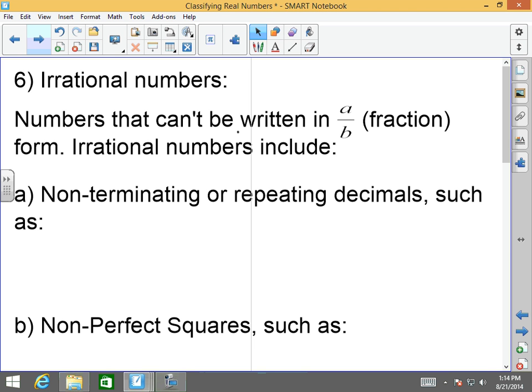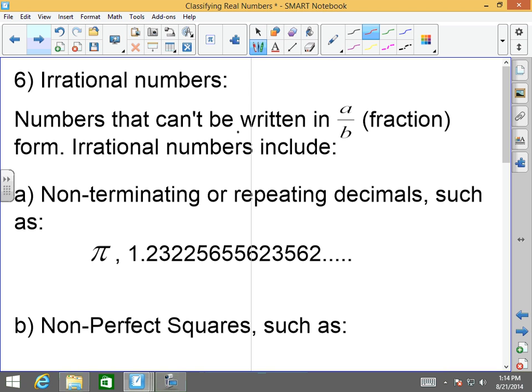Irrational numbers include, number 1, non-terminating and non-repeating decimals. For example, pi. Pi is non-terminating and non-repeating. For example, look at this number: 1.232256556235662... It does not repeat and it does not end. That means it keeps going on forever. So that is an irrational number.